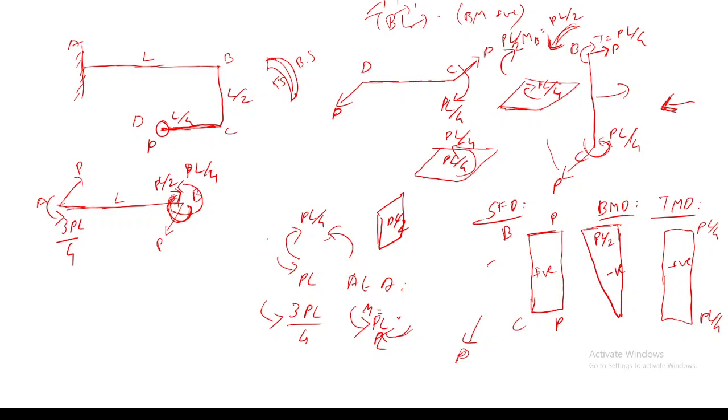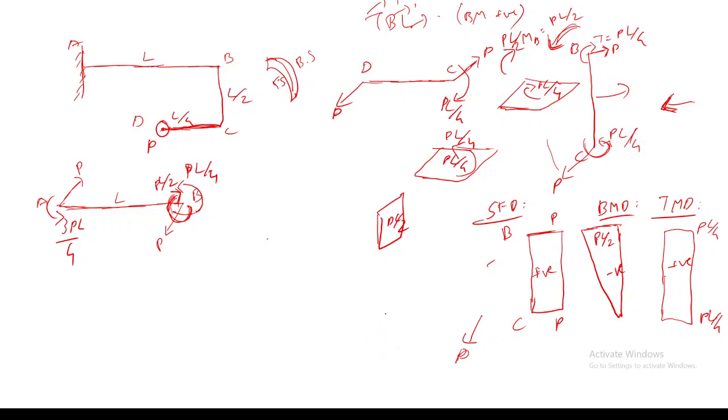3PL by 4. Understood how I got 3PL by 4 at point A as the bending moment reaction, or should I repeat it again? Not understood, sir. 3PL by 4.